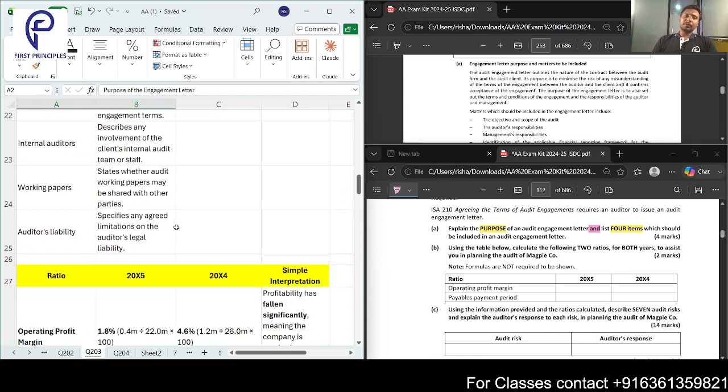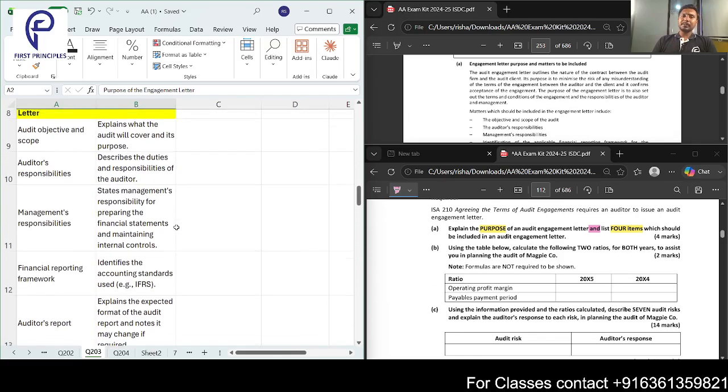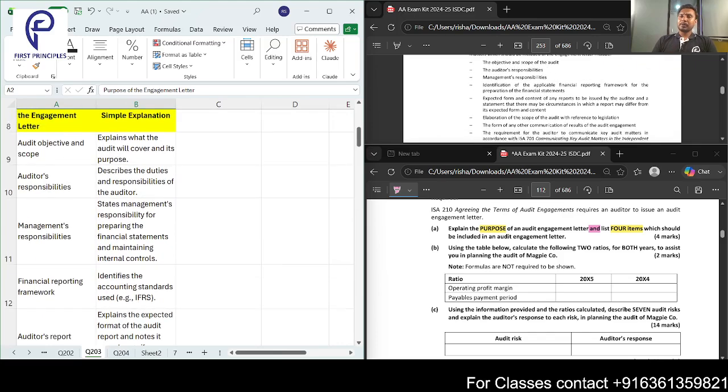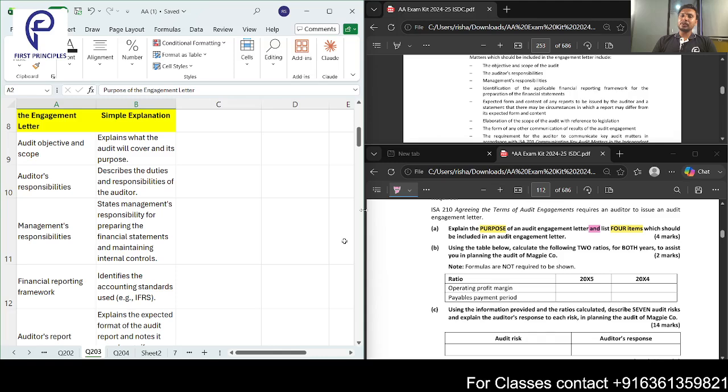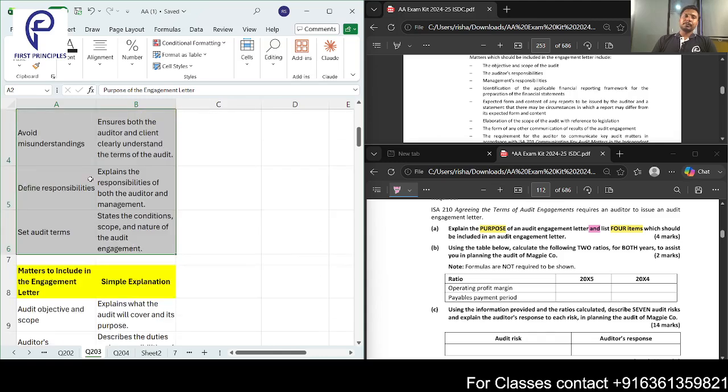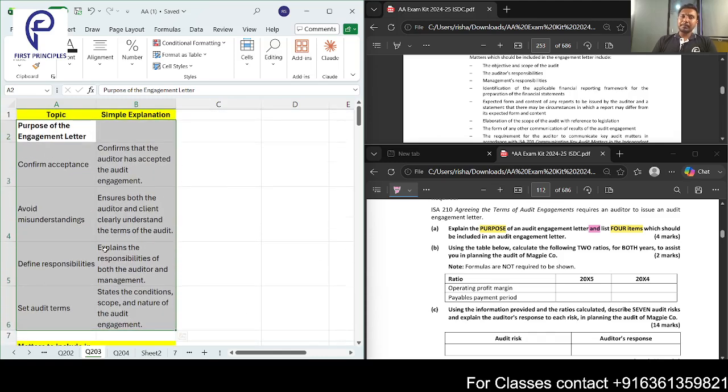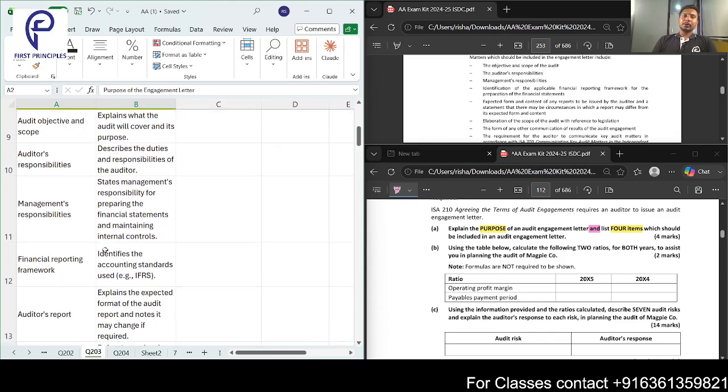Now, you need 4. I have written all of them that were given in the exam kit. All of them are here. There are more than 4, but you just need to remember 4 and write only 4. So this was about the purpose of that letter. Same letter, what should be inside the letter? What are the matters that should be included inside the letter?